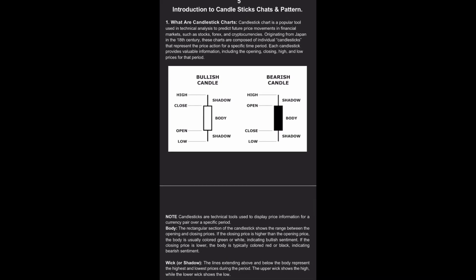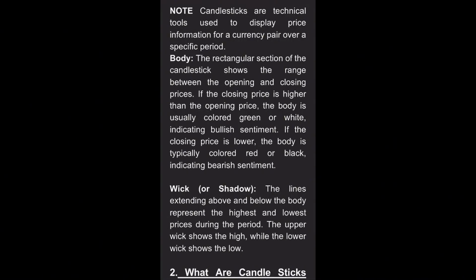Now note, candlesticks are technical tools used to display price information for a currency pair over a specific period. It can be a 1 hour time frame candlestick, can be 2 hours, depending on what the candlestick might show to you. Moving forward to the body, the rectangular section of the candlestick shows the range between the opening and closing prices. If the closing price is higher than the opening price, the body is usually colored green or white, indicating the bullish sentiment. If the closing price is lower, the body is typically colored red or black, indicating the bearish sentiment.